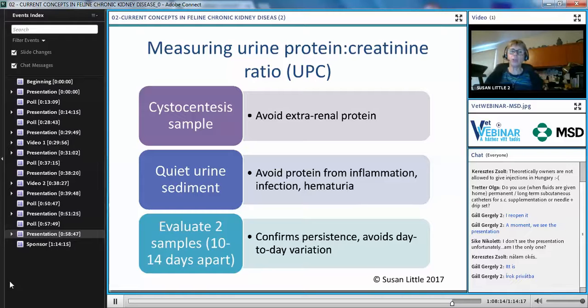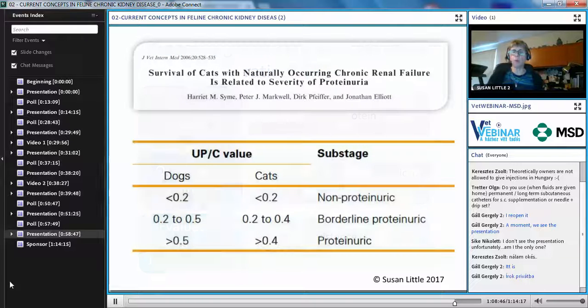So how do we measure that? Well, we use the urine protein to creatinine ratio. We get a cystocentesis sample, so we avoid getting protein that might come from the lower urinary tract. We do a urinalysis and examine a urine sediment first to make sure there's no inflammation, there's no evidence of infection, and there isn't any obvious hematuria, because we don't want to detect protein from those sources. And as long as the urine sediment is quiet, then we can run the urine protein to creatinine ratio. And again, we'd like to see the protein present on more than one occasion so we know it's persistent and we know the patient should indeed go on treatment.